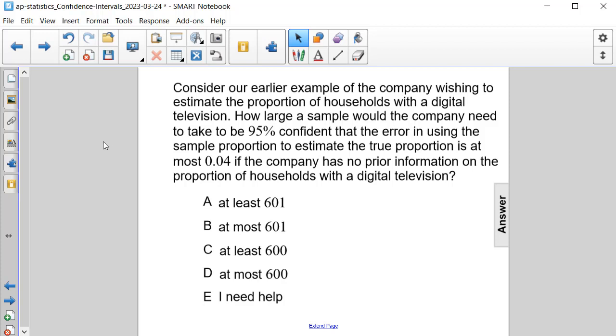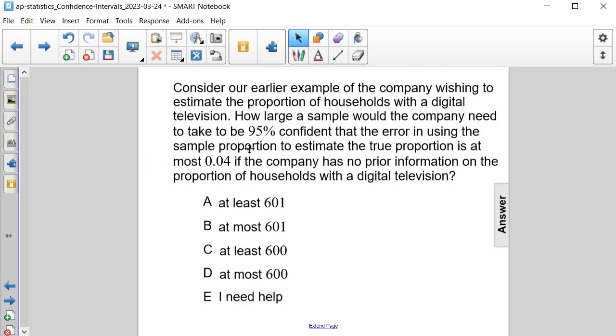Consider our earlier example of the company wishing to estimate the proportion of households with a digital television. How large a sample would the company need to take to be 95% confident that the error in using the sample proportion to estimate the true proportion is at most 4/100ths, if the company has no prior information on the proportion of households with a digital television?